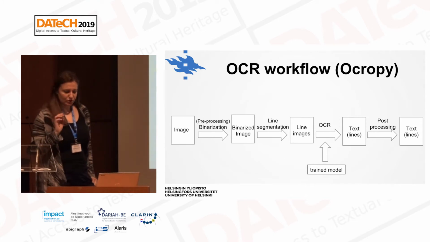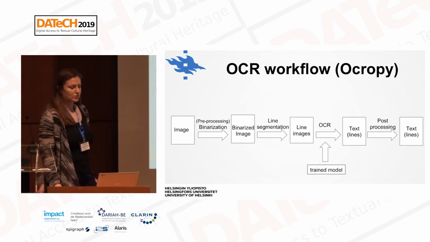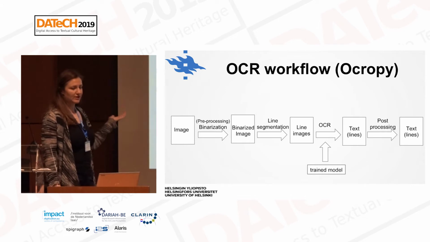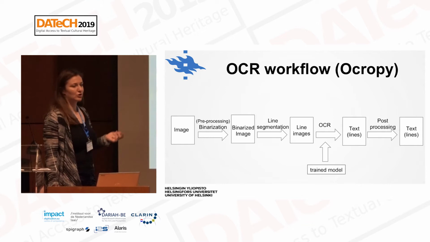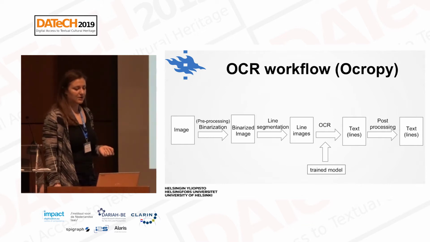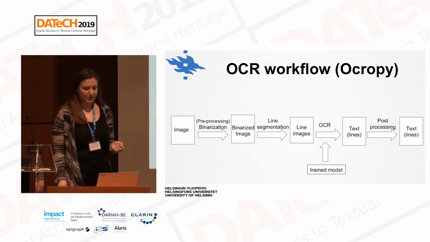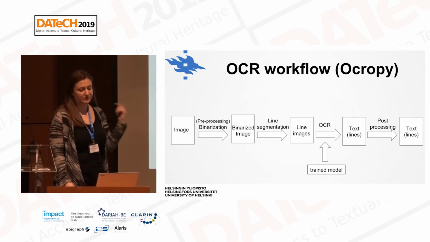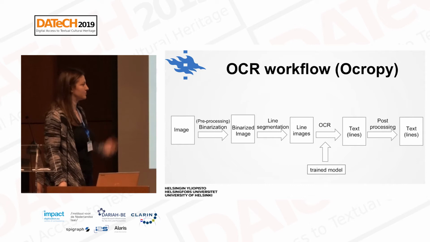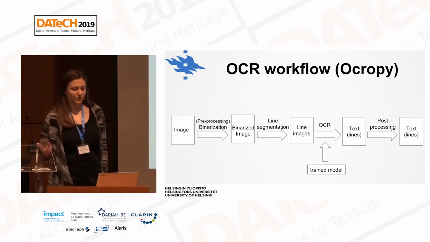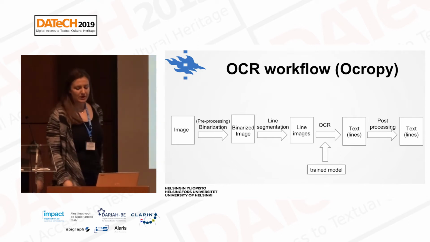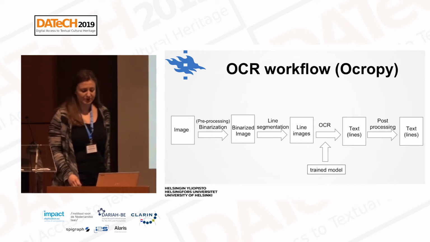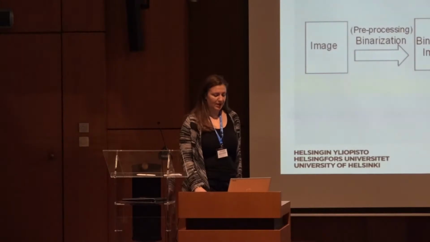For those of you who don't know the OCR workflow, you start with a page image and then you can pre-process it. What we do is binarization, so we make images black and white. After that, images need to be segmented into lines to be fed into recognition that uses a pre-trained model. And then you get, of course, text lines as output. We also did some experiments with post-processing, which you can do afterwards.